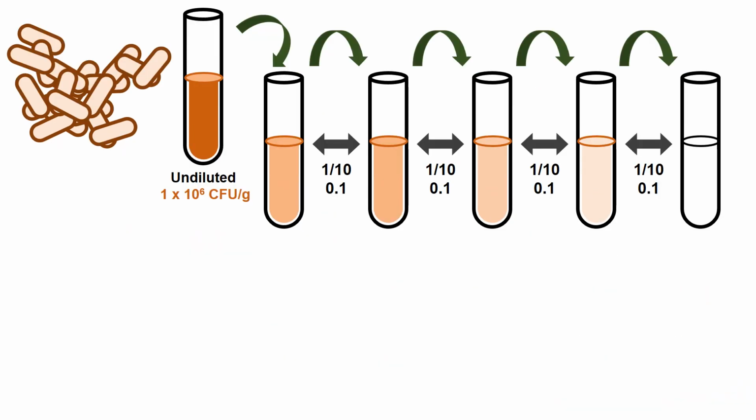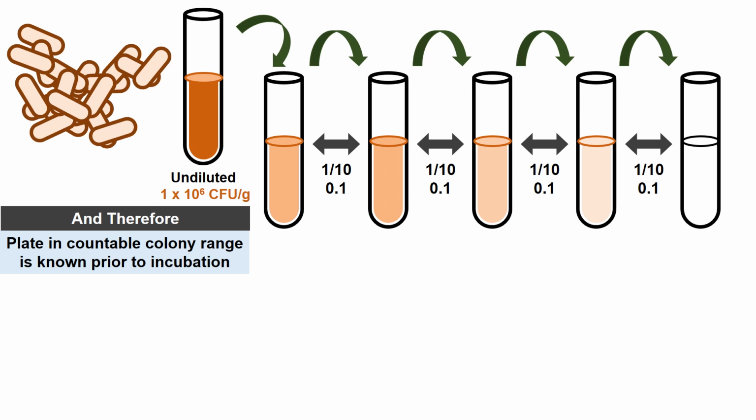So let's finish this work, because if we know the concentration in the original tube, then we know the concentration in each of our tenfold dilutions. Well, guess what? It turns out that if all of this is true, and our next step is to take a little bit of each of these and spread them onto an agar plate, we already know which plate will be in that countable colony range of 30 to 300 before we even throw those plates into the incubator. And you might not see that right yet, and that's okay, because that's the point of this particular slide.